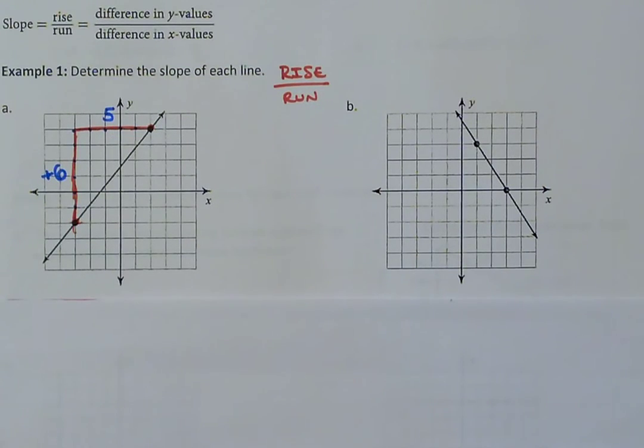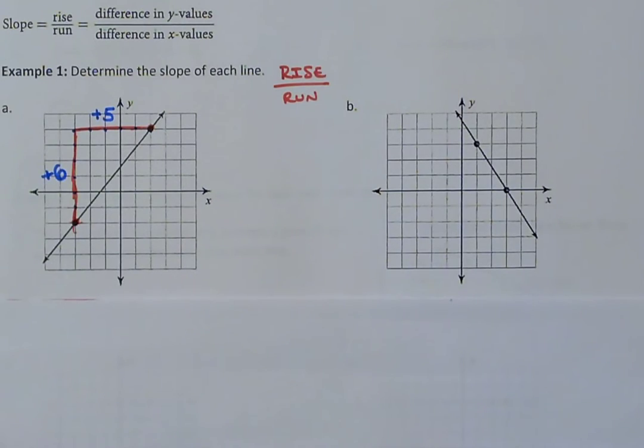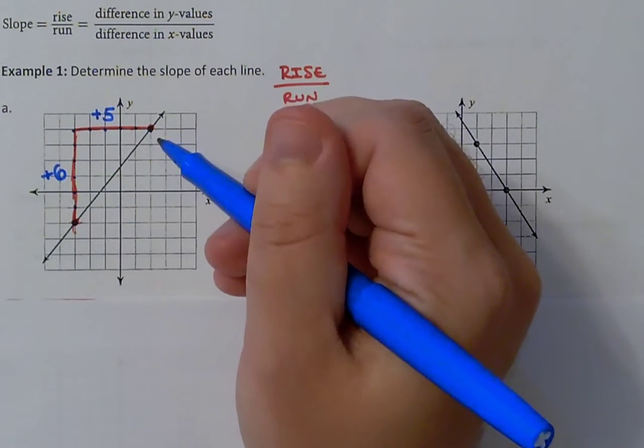Now, going to the right is considered a positive direction. If we went to the left, that is considered negative. So I went up 6 and to the right 5.